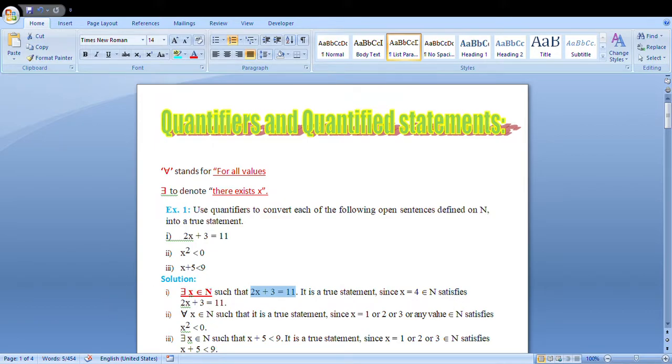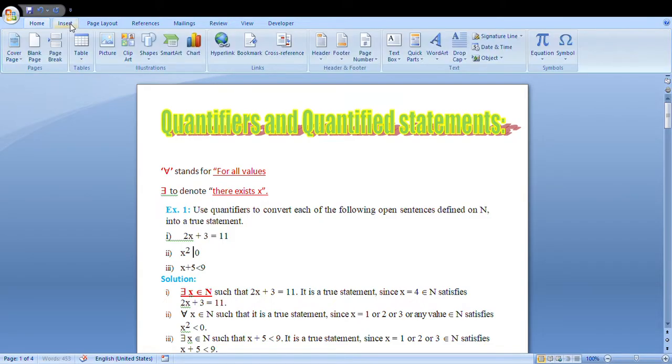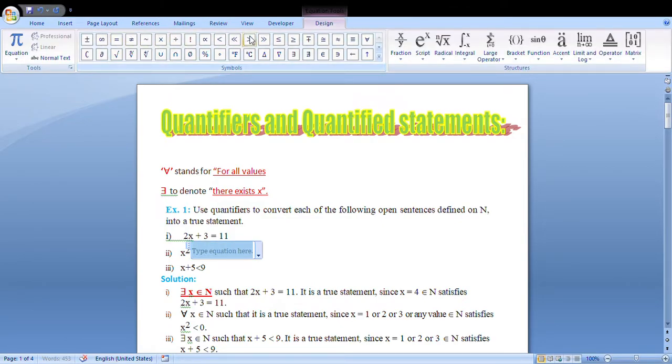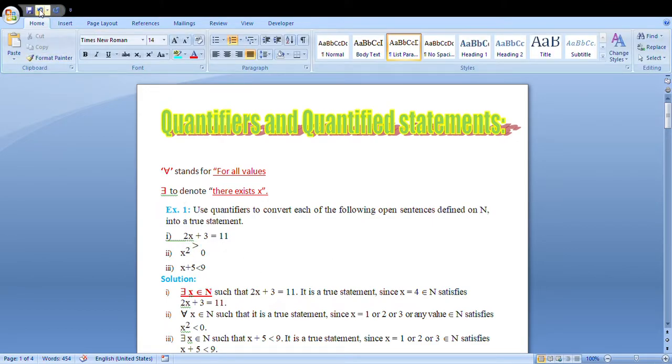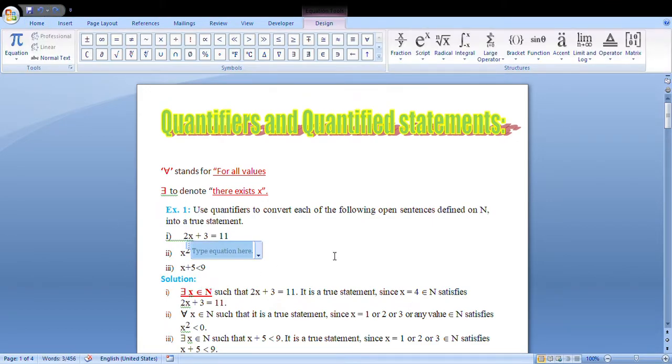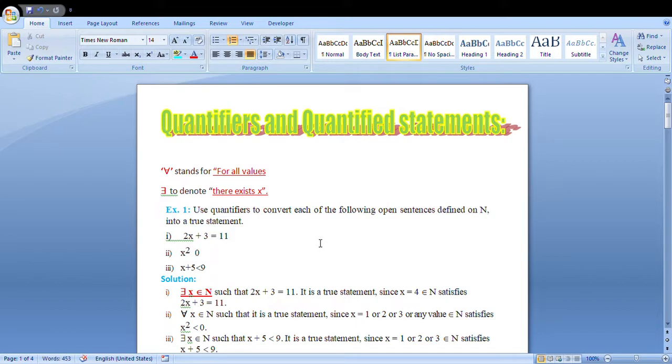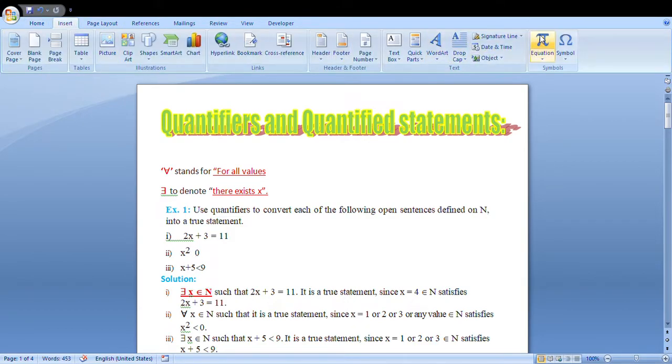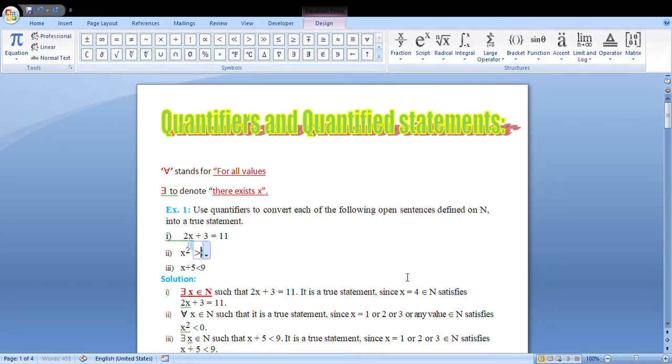Now let us consider the second, x square is smaller than 0. Let us modify it, it is a wrong one. x square should be greater than 0. Wait. x square should be greater than 0.